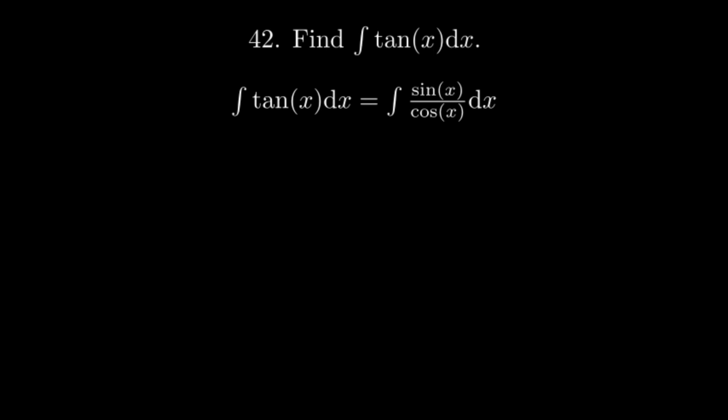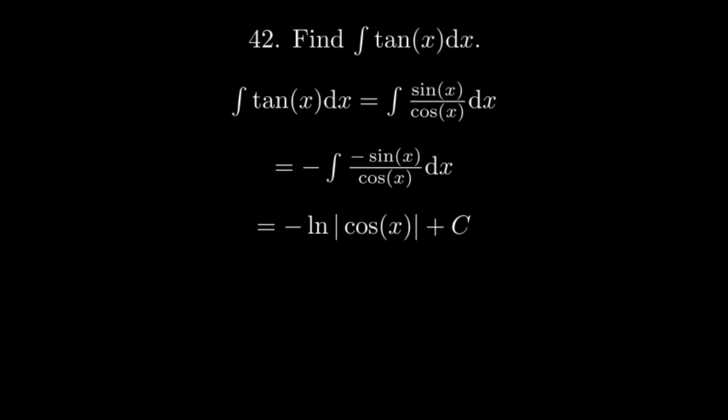Let's move on to question 42. We need to find the integral of tan x dx, showing all our working. First, we rewrite tan of x as sine of x over cos of x. This is in the form of negative f dash of x over f of x, where f of x equals cos of x, and f dash of x equals negative sine of x. So the integral of negative f dash x over f x is negative ln f x. Using logarithm properties, this can also be written as ln sec x plus c.